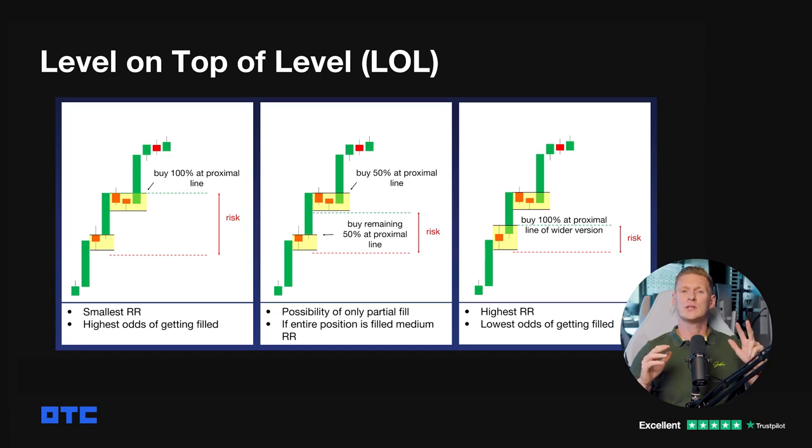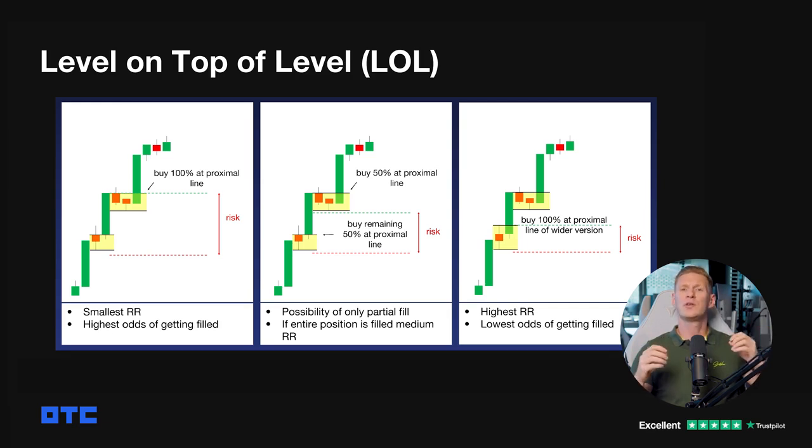Now that we have identified this as a level on top of level, the next step is setting our entry and stop. There are three approaches, each with pros and cons. I'll also share my recommendation. Option 1, combine both levels. This approach merges both levels into one. Your entry will be at the proximal line of the proximal or first level. The stop loss goes below the distal line of the distal or second level.